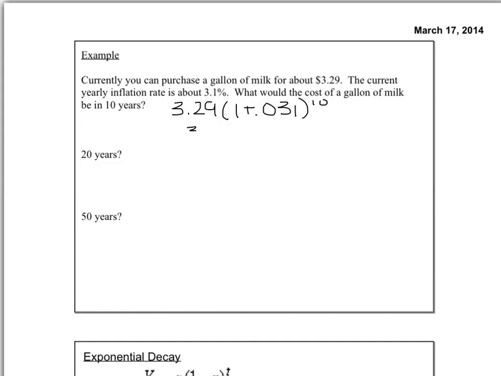First, add together what's inside. So I have 1.031 to the 10th. And 1.031 to the 10th is 1.357. Then multiply those two together, and in 10 years, a gallon of milk, if it follows the inflation rate, is about $4.46.